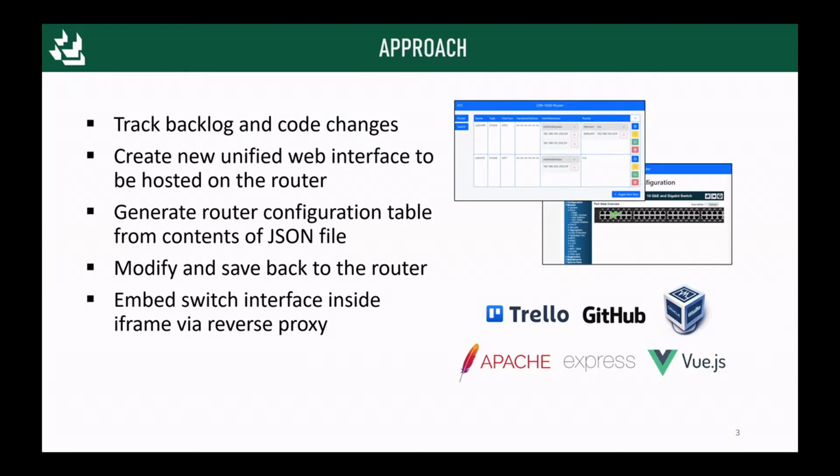To accomplish this task, we used Trello to track our backlog and multiple GitHub repositories for version control. We set up 2 VMs using VirtualBox to stand in for the router for our testing. To create this web interface, we ran an instance of Apache Web Server that served our front end written using the Vue framework. We also built a backend API in Express that handled file reads and writes, as well as validation. The front end generates a configuration table from the JSON file passed in through the Express API from the router, allows modifications, and then saves it back to the router along the same path. Finally, to be able to embed the switch interface in our own through an iframe, we also configured Apache as a reverse proxy to the switch.